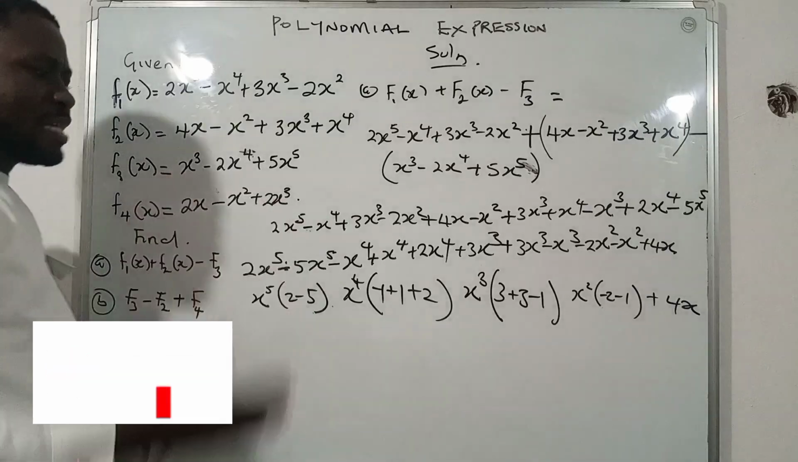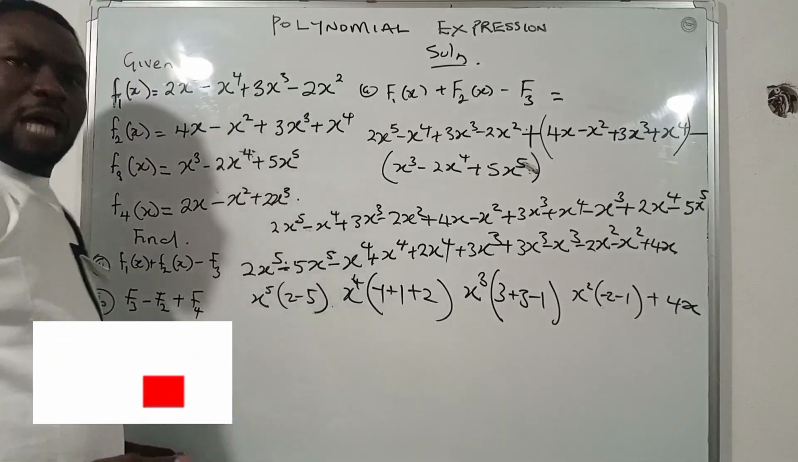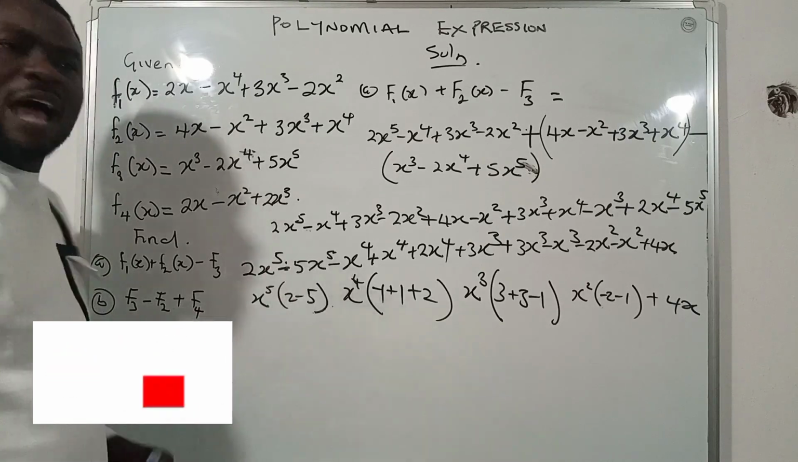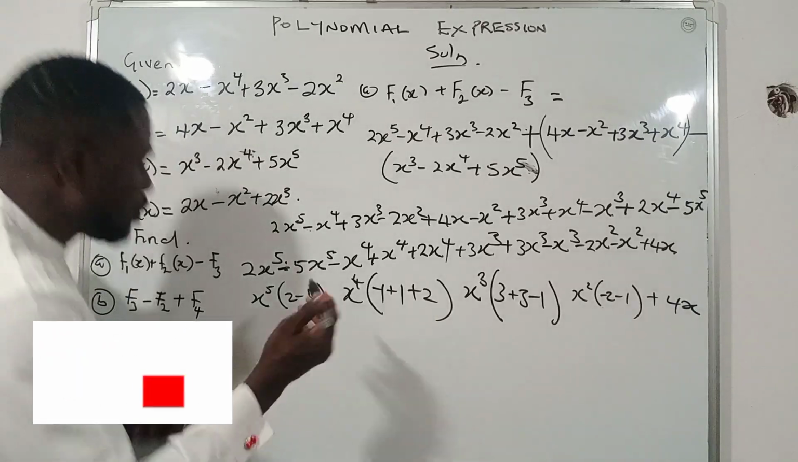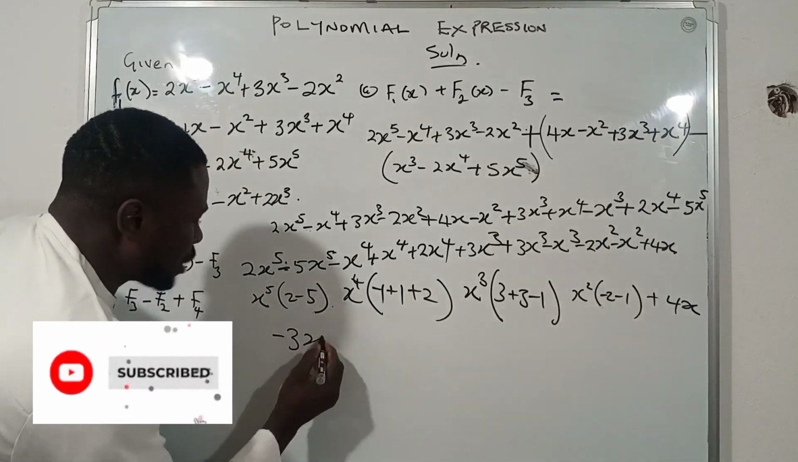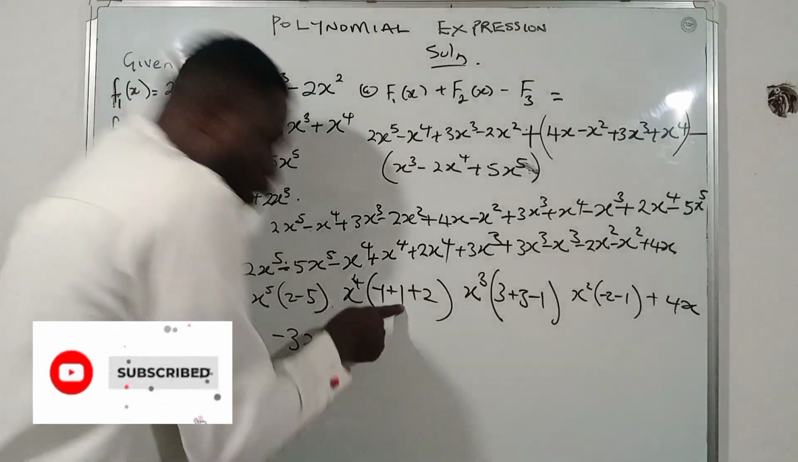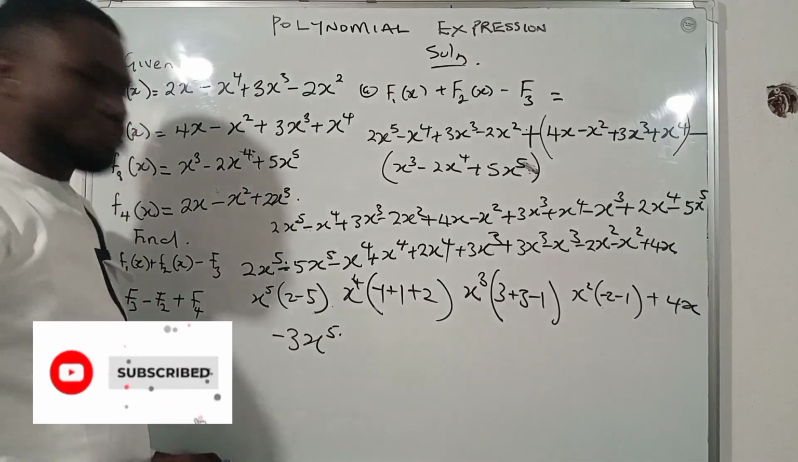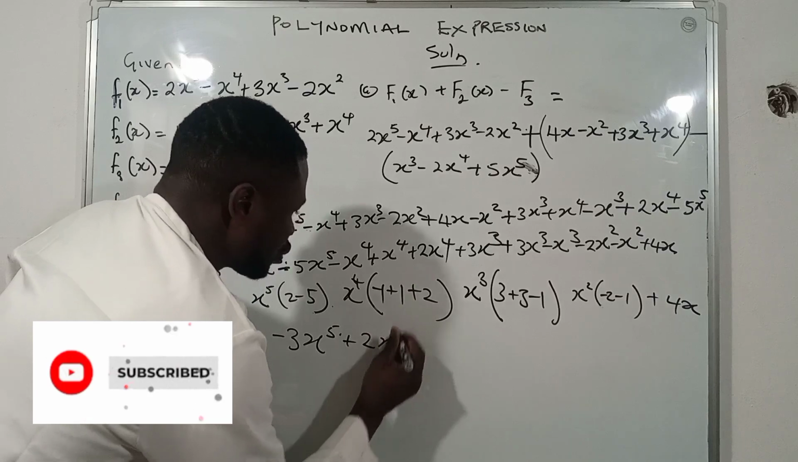So at this point, it's easy for you to say 2 minus 5. When you say 2 minus 5, every student can quickly say the answer is minus 3. Minus 3 times x raised to power 5 will give you minus 3x raised to power 5. Then you come here, minus 1 plus 1, of course it's 0. 0 plus 2, of course the answer will be plus 2. Then plus 2 times this will give you plus 2x raised to power 4.